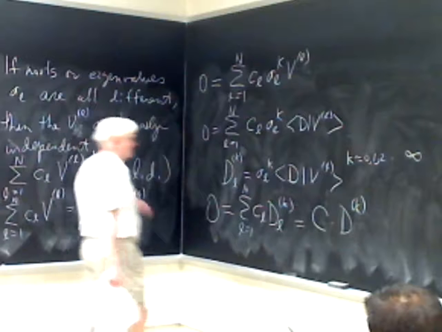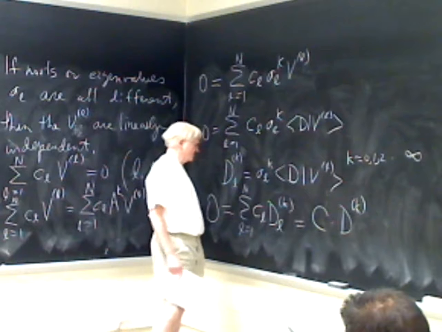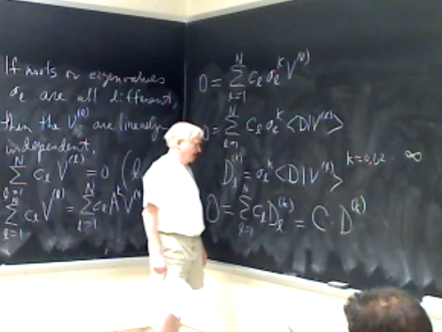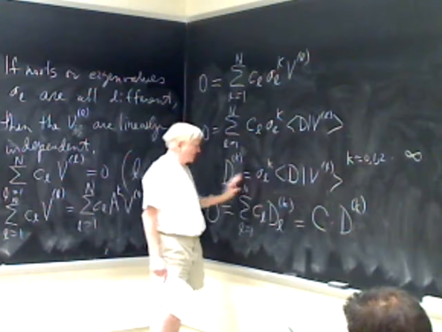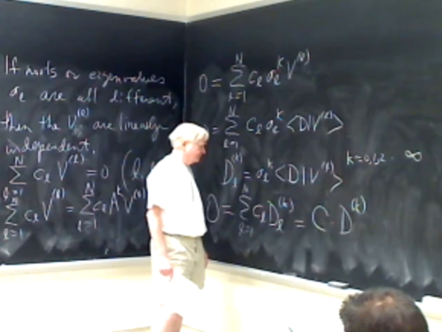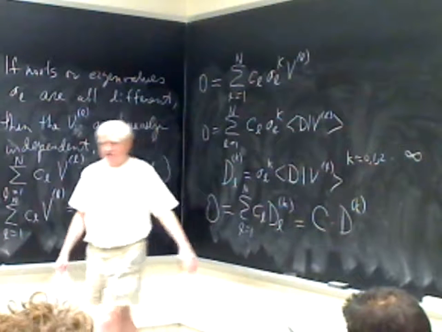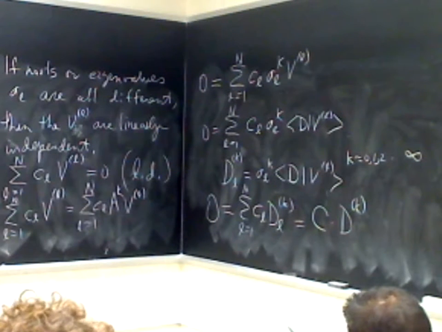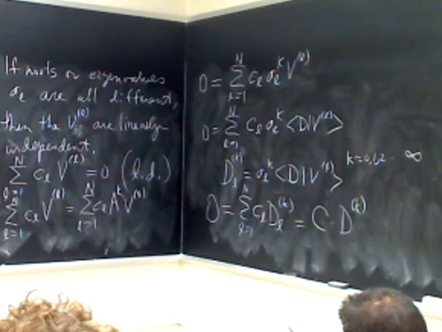The point here is that to get a contradiction, you don't need that there are infinitely many vectors. It's rather that if the eigenvalues are all different, then these vectors are going to be linearly independent, and C can't be orthogonal to all of them. All right, so that's basically the argument. We need some fine-tuning, certainly need some clarity.